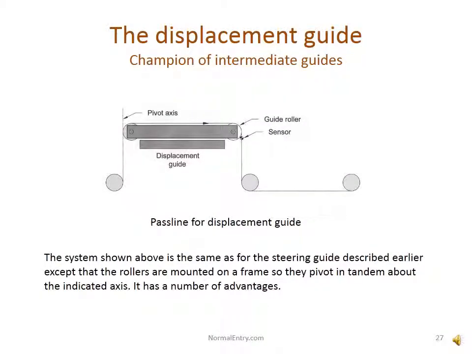Now we'll discuss the champion of intermediate guides, the displacement guide. It's very similar to the steering guide discussed earlier, except that the rollers are mounted on a frame so that both the entry roller and the guide roller pivot in tandem about the pivot axis in the pre-entry span. This arrangement has a number of advantages.